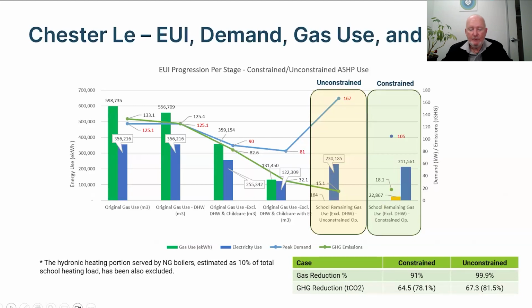And this is similar to the picture that we saw before. In unconstrained mode, we've got more electricity at 230,000 kilowatt hours, and the gas is pretty much gone. I think we're left with 164. Then the constrained mode beside it, the gas creeps up to 22,000, but significantly less electricity consumption. And once again, that key thing, 167 kilowatts peak demand unconstrained, 105 kilowatts constrained. Next slide, please.